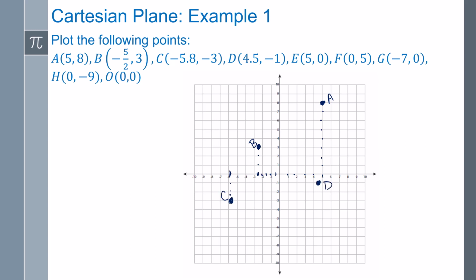4.5, negative 1. Now 5, 0, because one of those is a zero, I know it's going to be along one of the axes. In this instance, we go over 5, and it stays at 0, so that's going to be an x-intercept. And then 0, 5. It's going to be our y-intercept. Negative 7, 0 for G. H is 0, negative 9. So 0 for the x, now negative 9 for the y. So we're going to move down there. And then 0, 0 being the origin.